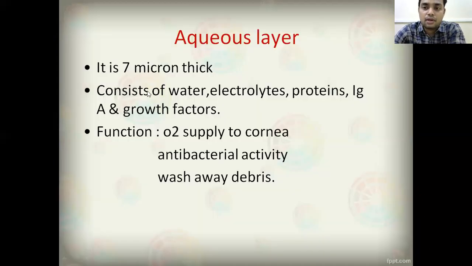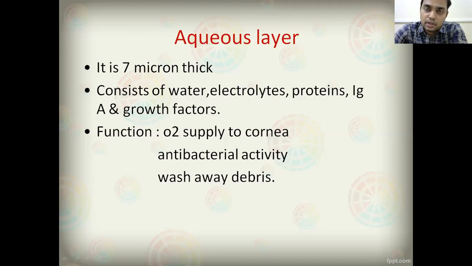So next one, going from posterior to anterior, above the mucin layer we have an aqueous layer. It is around 7 microns in thickness. This is the largest, and forms the main bulk of the tear film. This aqueous layer is secreted from the lacrimal gland.